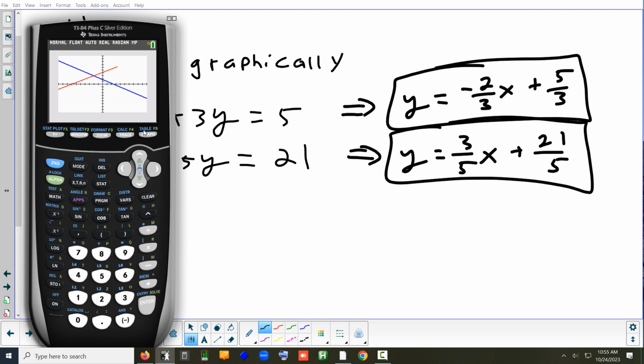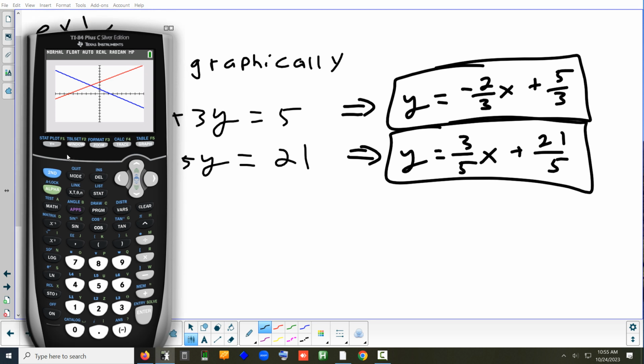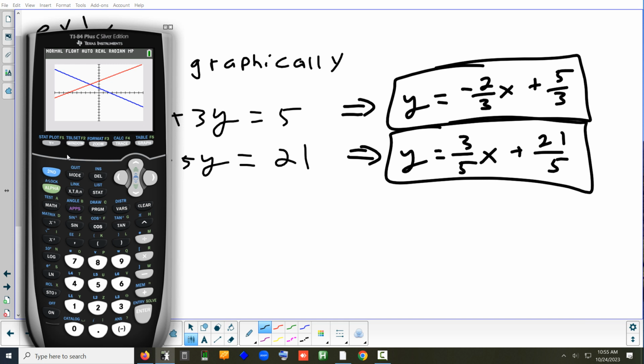And we said earlier that the answer is where they intersect. How do we find an intersect? Second calc, and then we press 5 for intersect, and we just push enter 3 times. The guess isn't going to matter because there's only one spot where they cross.